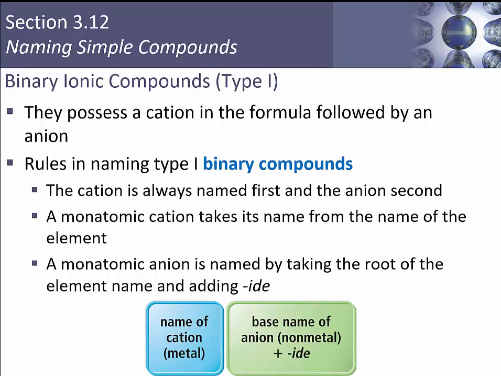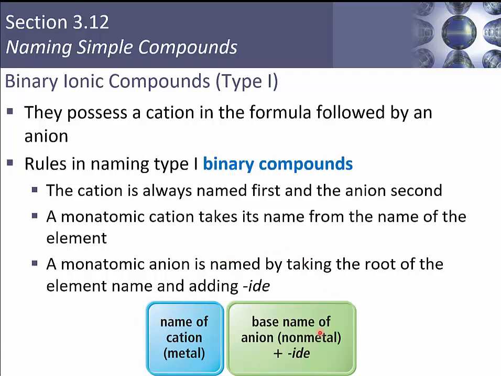So when we get with a binary compound, those are pretty easy. We're going to call these type 1 compounds. Rules for naming type 1 binary compounds are very straightforward. You're going to take the cation first, which is usually that metal. Right? It's a monatomic cation. It's going to take its name from the name of the element. And then you're going to take the name of the anion and stick an IDE on it.